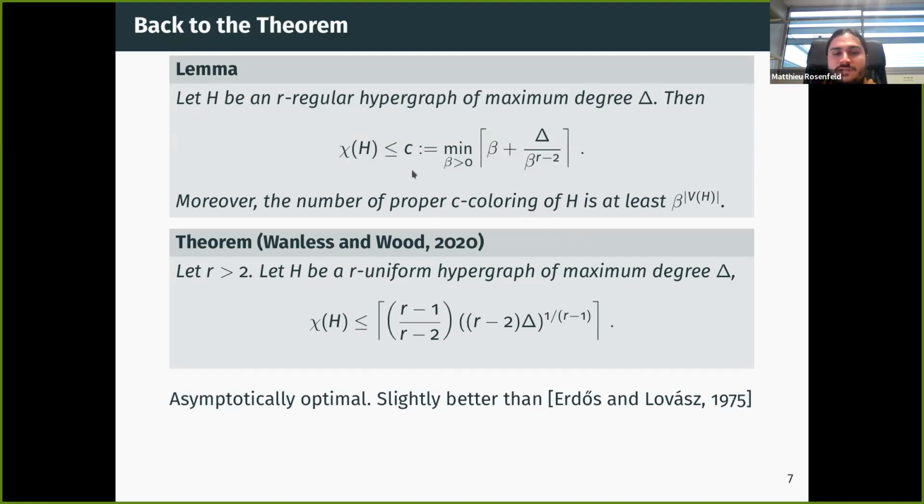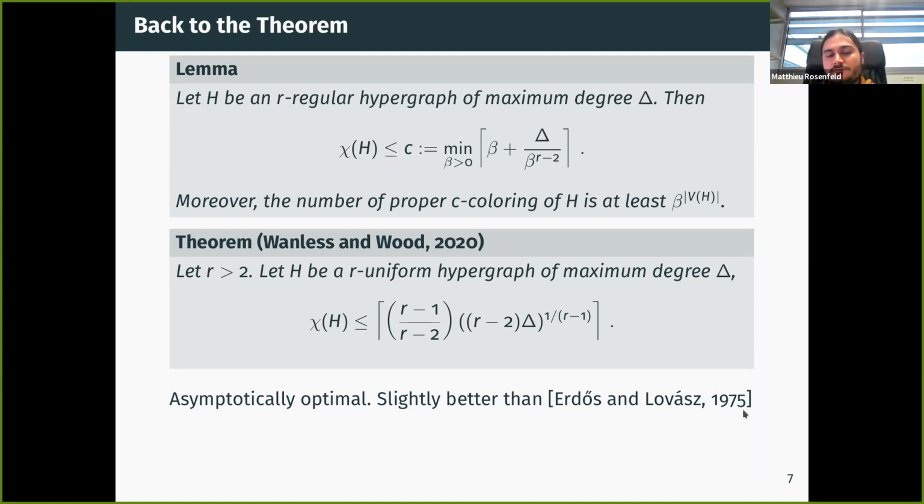So Van Lees and Wood did this proof that I've given you, and they've optimized the quantity, and you obtain the following bound, which is the chromatic number of H is at most this quantity. And what can I say about this result is, first of all, this is asymptotically optimal. And this is slightly better than a similar bound given by Erdős and Lovász in 75.